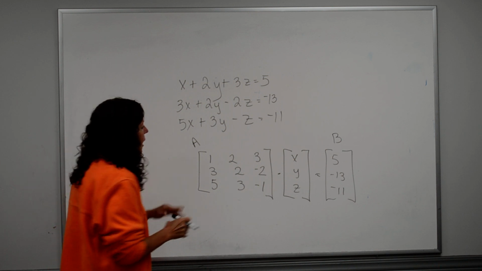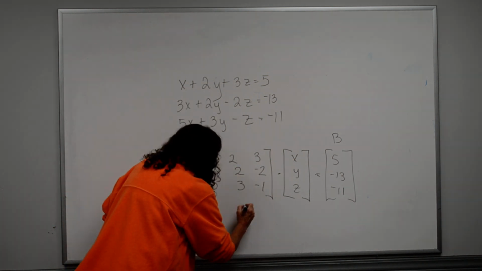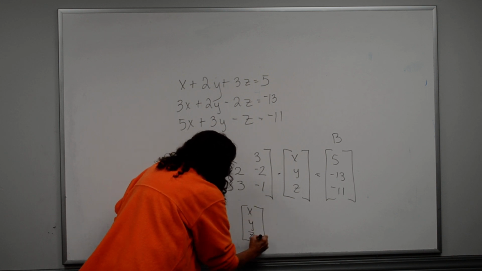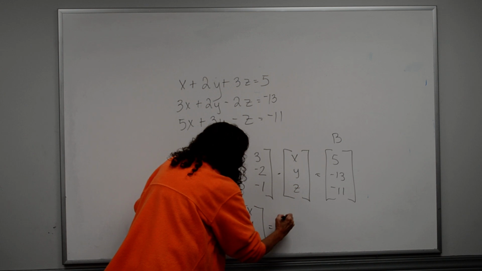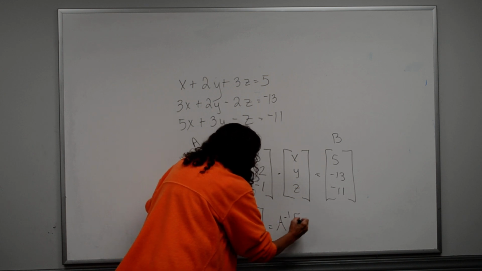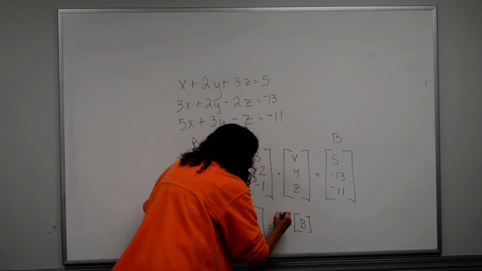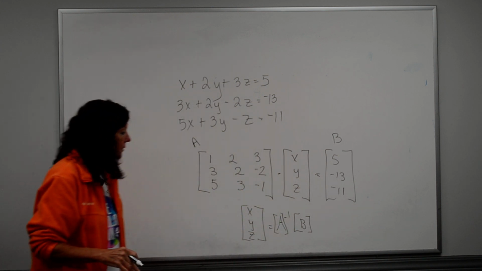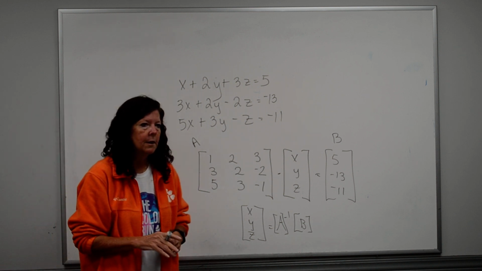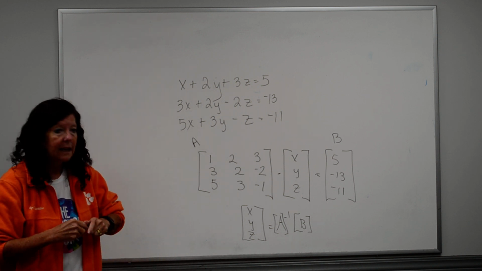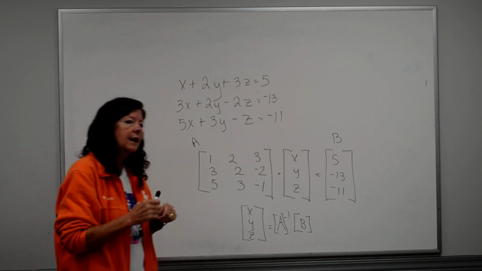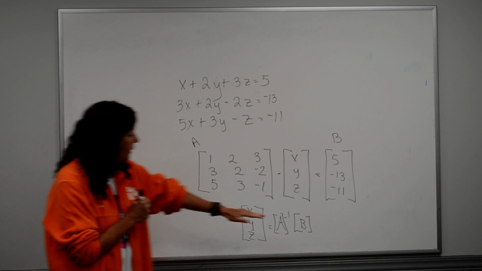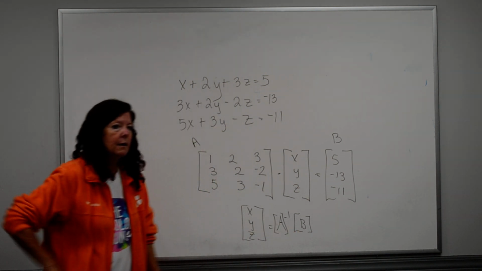Okay, now to solve this, basically what I'm saying is x, y, and z is equal to the inverse of matrix A times matrix B. So go ahead and do on your calculator the inverse of matrix A, which you select, and then hit x to the negative first power to get the inverse, and then multiply that by B. Literally, this is what you're putting in your calculator right there.